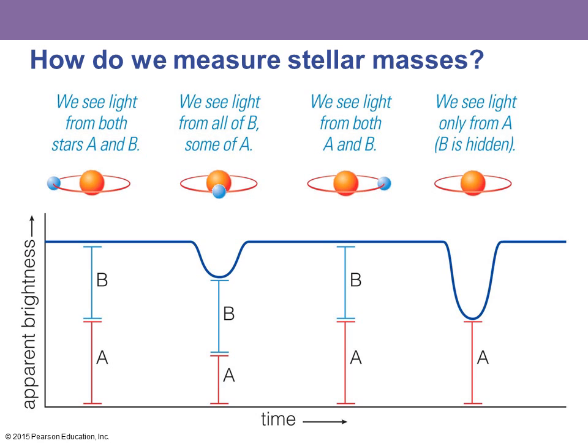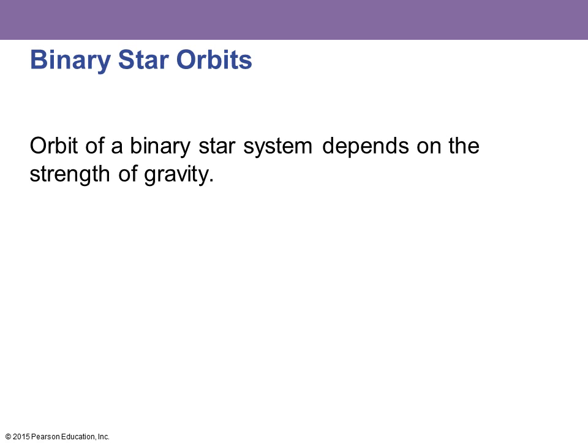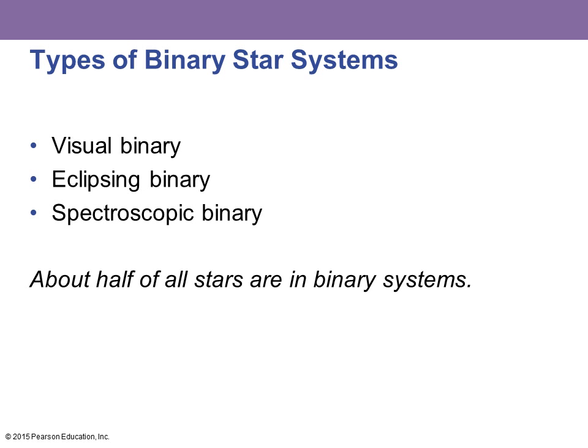So how do we measure stellar mass? Well, we need a binary star system to do that, because mass is directly related to the brightness of the star, or the apparent brightness of the star. And as you can see, going from left to right, the brightness of the binary star system varies depending on the position of one of the stars orbiting the other. So the orbit of a binary star system depends on the strength of the gravity of the binary star system. And if we know that, we can actually calculate the mass of a star.